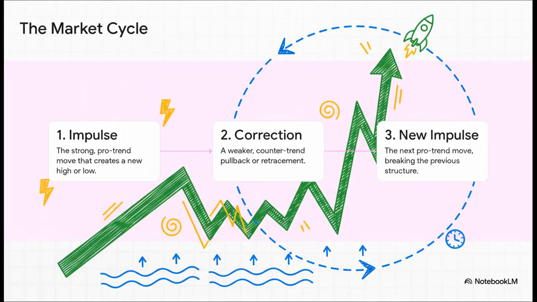First, you get the impulse, which is a really strong, powerful move in the direction of the trend. Then you get a correction, which is a weaker, temporary pullback. And finally, you get a new impulse wave that actually breaks past the previous peak, confirming that the trend is, yes, still very much alive.